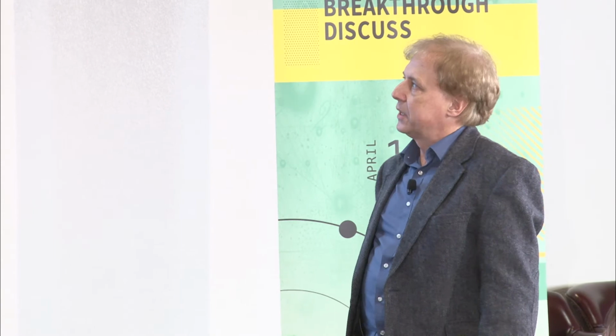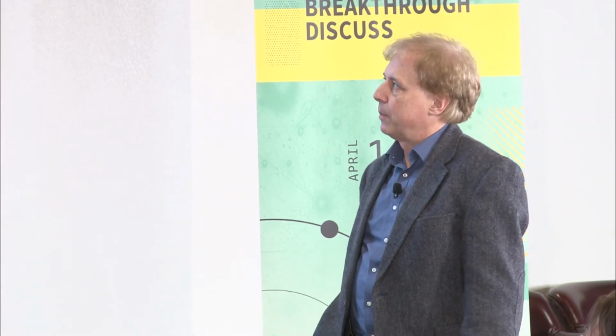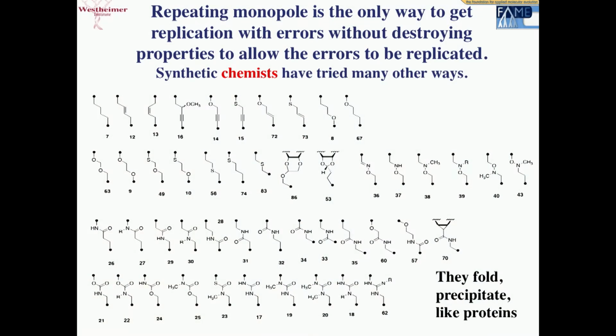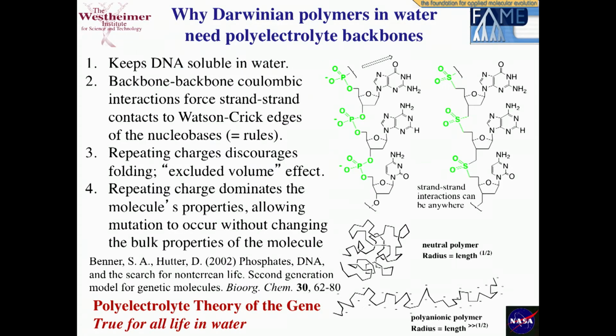Now, we make the argument that the repeating monopole is the only way to get replication with errors without destroying the properties to allow the errors to be replicated. And the reason why we say that is because we've tried to do it differently. I've just put a bunch of other alternative structures on this folder where we have different things connecting two bases. Every one of those is a graduate student dissertation in my lab or in somebody else's lab, with many tiers, when it turns out that these things don't do molecular recognition like DNA or RNA because they don't have this repeating charge in the backbone. They fold. In fact, some of them even catalyze reactions.